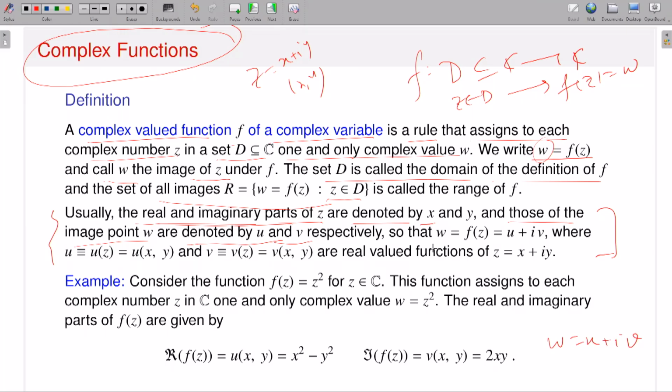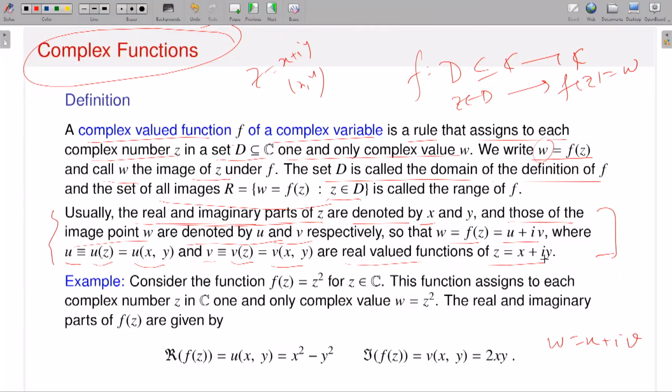Okay, respectively, so that w, as I said, w is equal to f of z, which is u plus iv, where now u can be written as u, which is a function of x and y, v is v, which is a function of x, y, are real valued functions. So therefore what is very important is that if I have a complex valued function of a complex variable, then that function f I can write in the form u plus iv, where u is a real valued function of real variables, and v is a real valued function of real variables. You can think in that way.